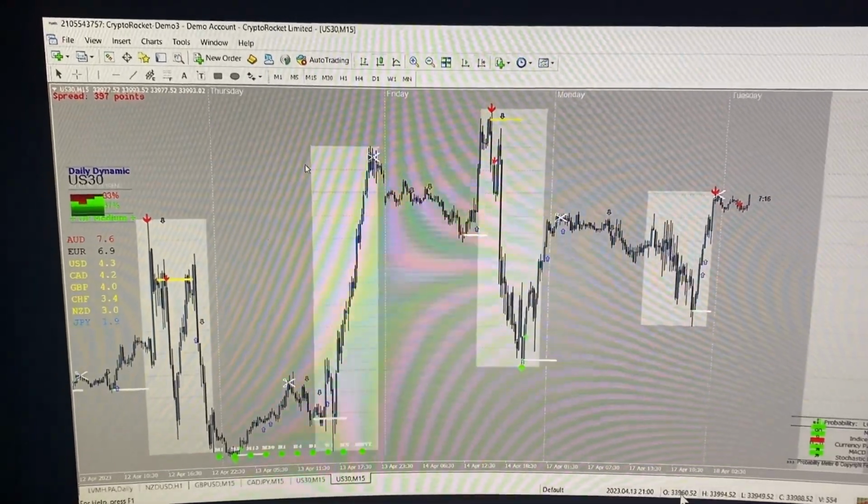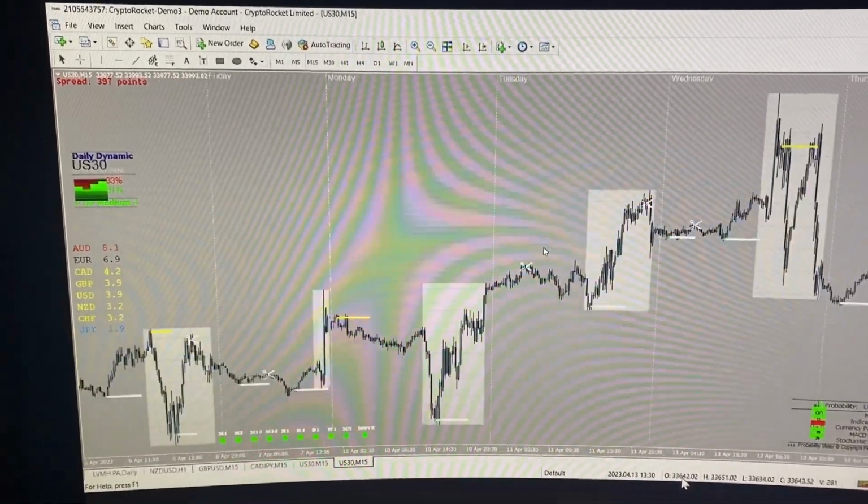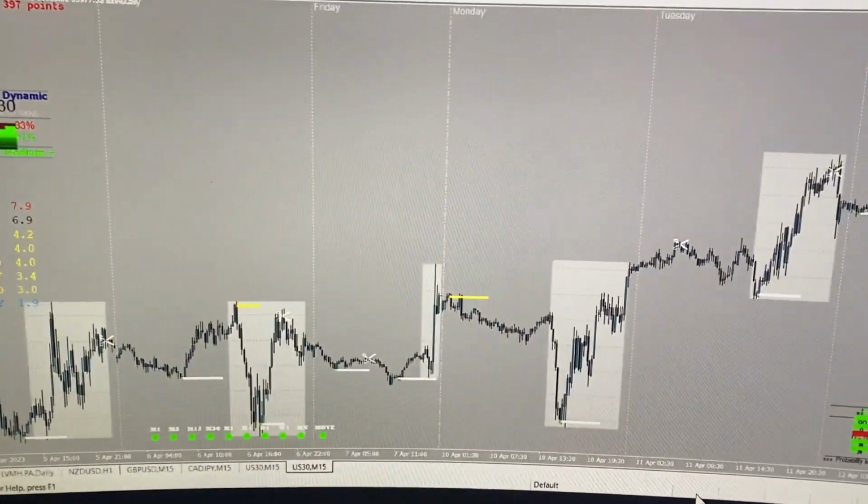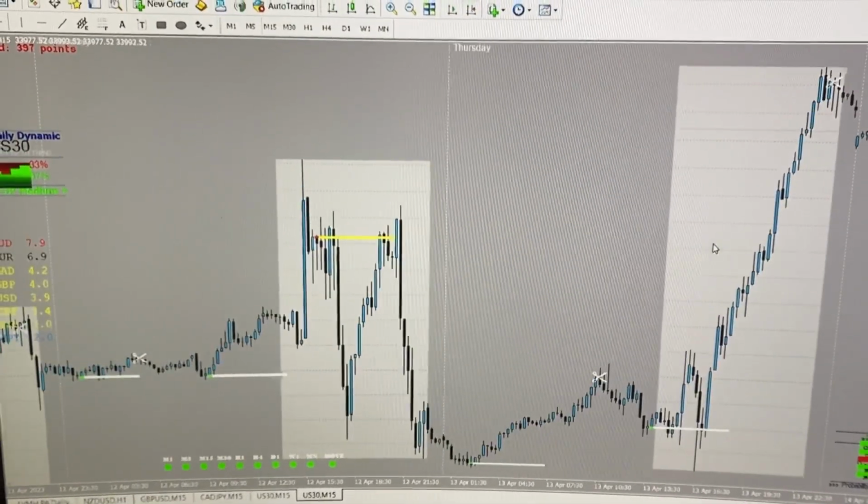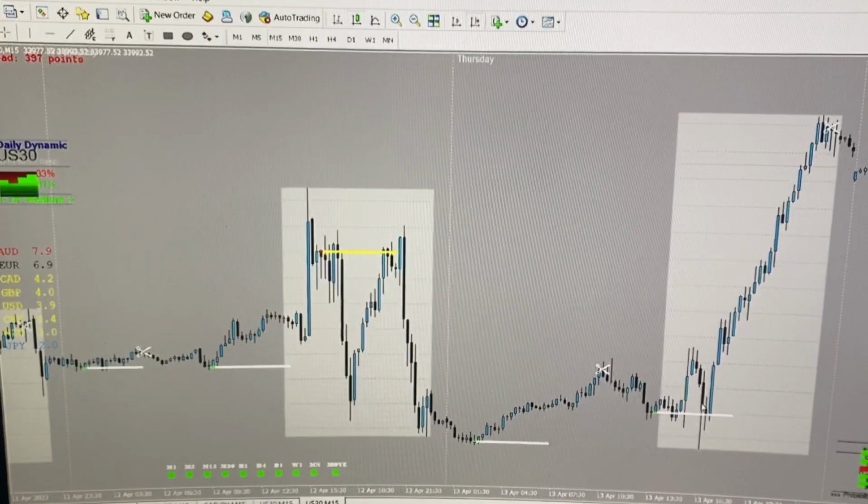Really clear chart. What's that space? I was going to give you an example too. All right, so inefficiency. It's your draw on price. So just like this right here, all right?